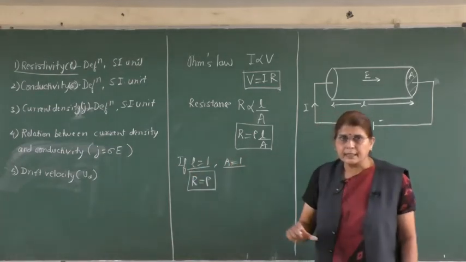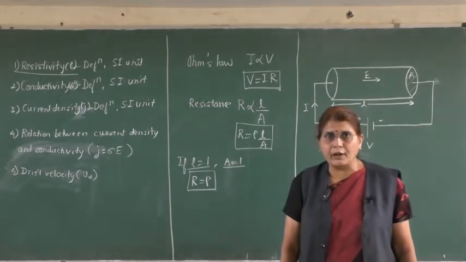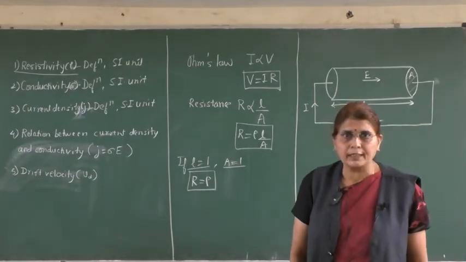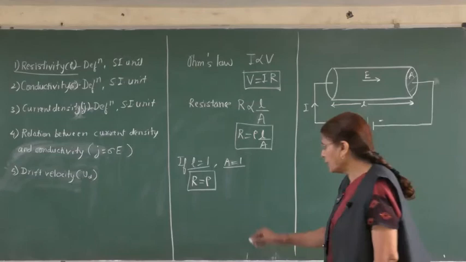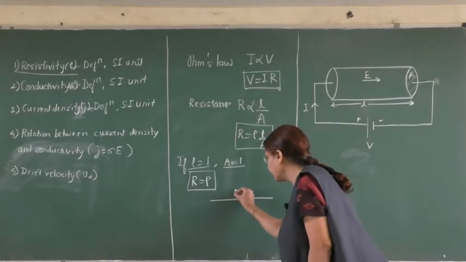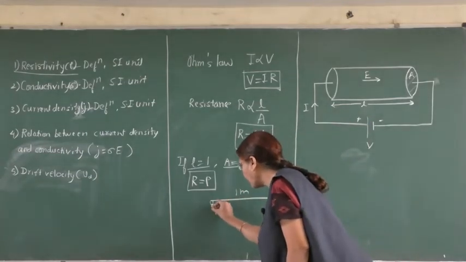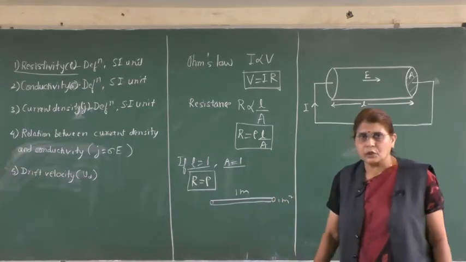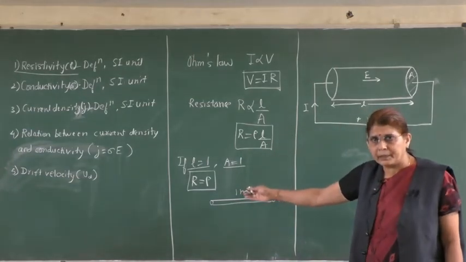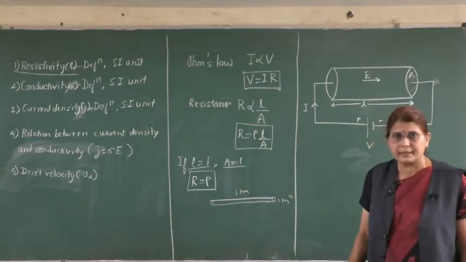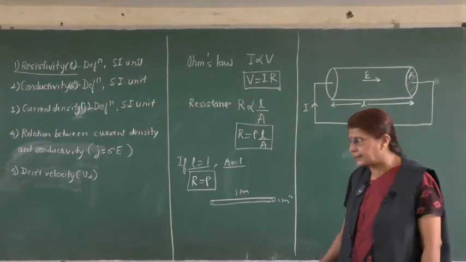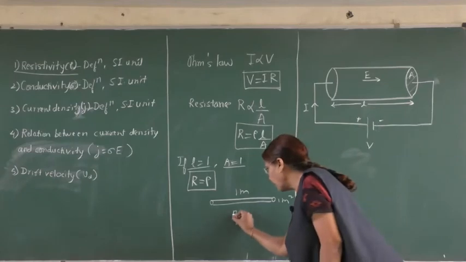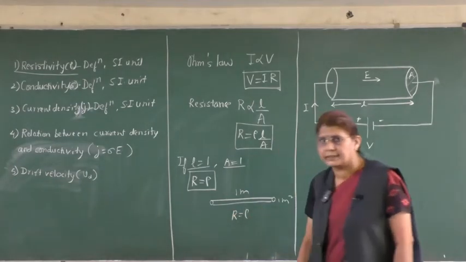The meaning is, suppose you have some material, say you have a copper wire, you want to find out the resistivity of that copper wire, you have to take copper wire of length 1 meter and the area of cross section of this in the SI system should be 1 meter square. So if you have a copper wire of length 1 meter and area of cross section 1 meter square, you find out its resistance and that resistance of this wire will be equal to its resistivity.